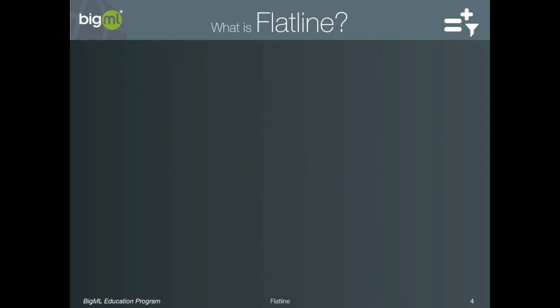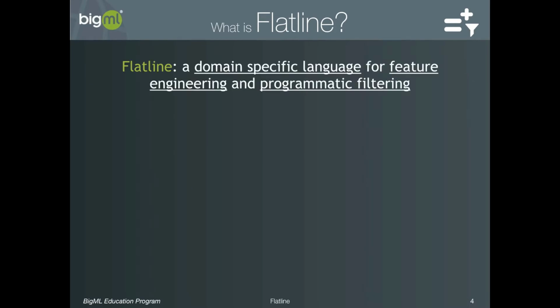So what is Flatline? Flatline is a domain-specific language for feature engineering and programmatic filtering. There is a lot of information packed into that sentence, so let's break it up a bit. First, what is the significance of a DSL? Flatline was invented by BigML to fulfill the need to perform feature engineering and filtering in a programmable, repeatable way that is optimized for speed. Without Flatline, this critical aspect of machine learning would have to be done manually outside of the BigML platform.